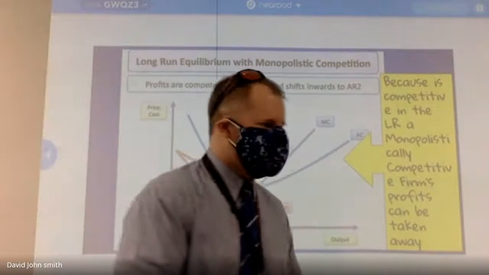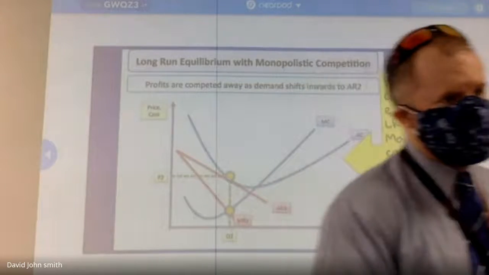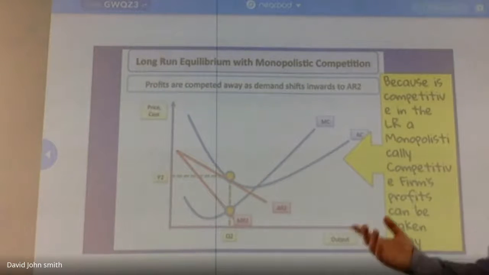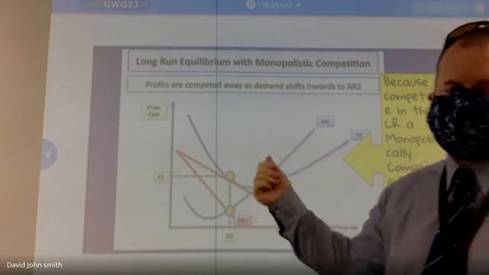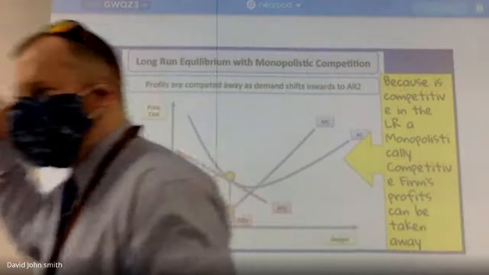So the example you've got there: what type of profit is it? Normal profits. So you can screen grab that if you wish and put it into your notes, because that's a monopolistically competitive firm earning normal profits.